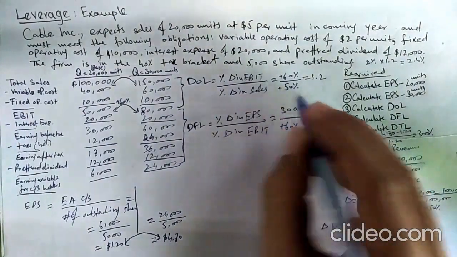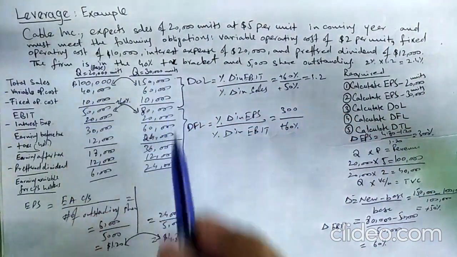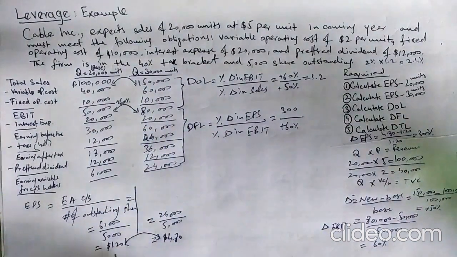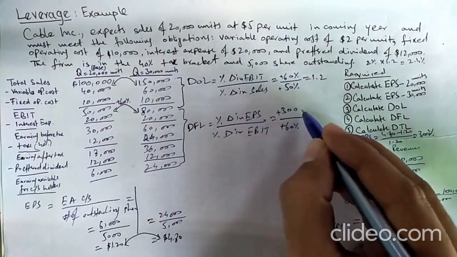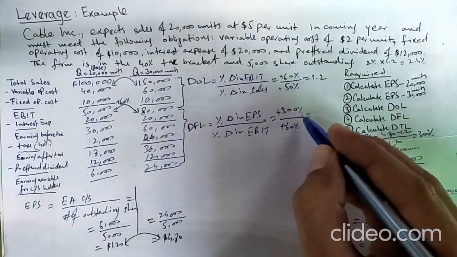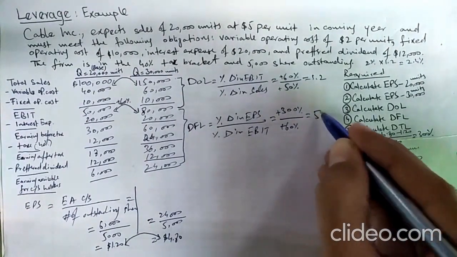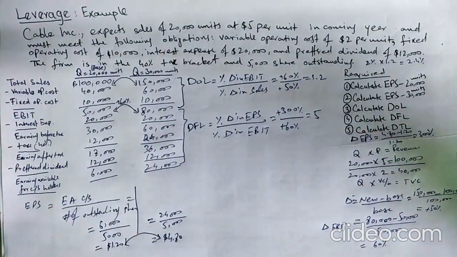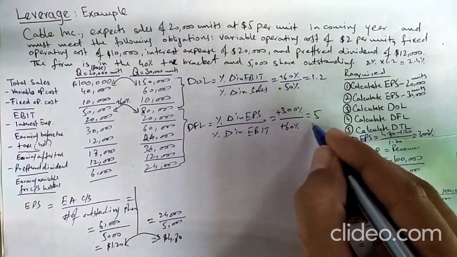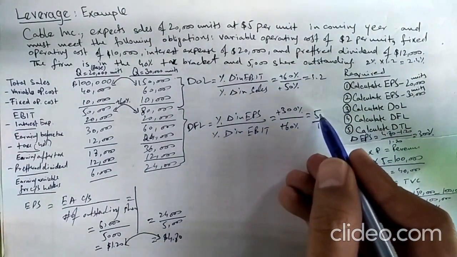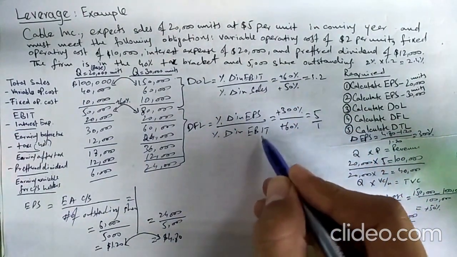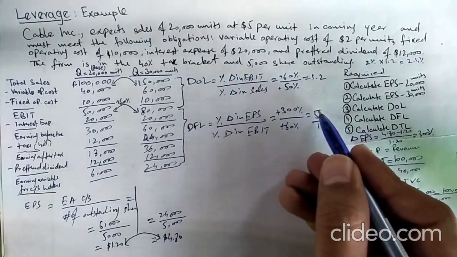So if our sale increases from 20,000 to 30,000, our EPS will increase from 1.2 to 4.8 per share, and in percentage form this is equal to 300%. It means that our EPS will increase at a rate of 300%. So the overall answer for DFL is 5. So degree of financial leverage is 5 in this case. We can interpret this 5 as: if EBIT increases by 1%, then EPS will increase by 5%. If EBIT decreases by 1%, then EPS will decrease by 5%.